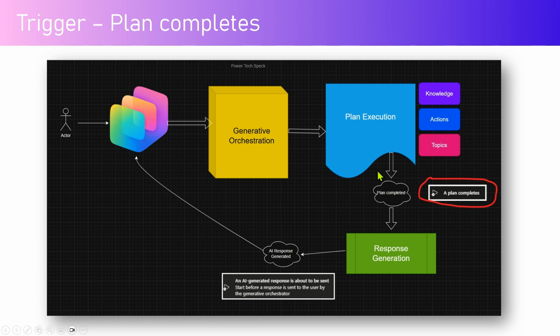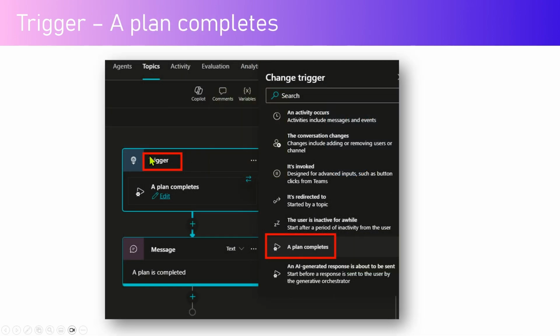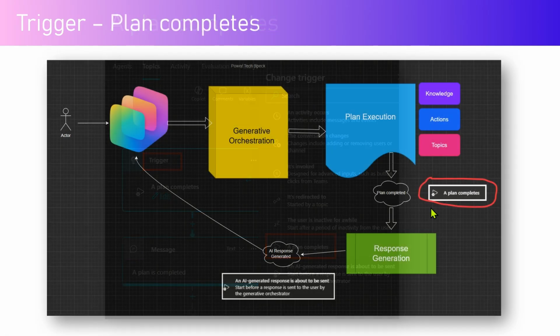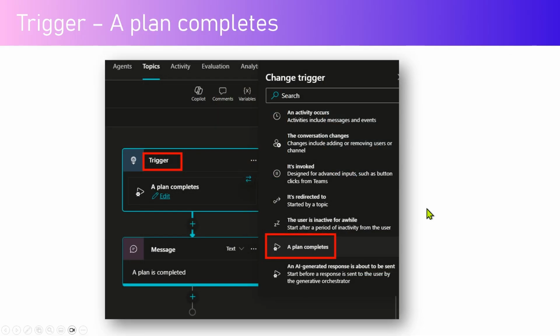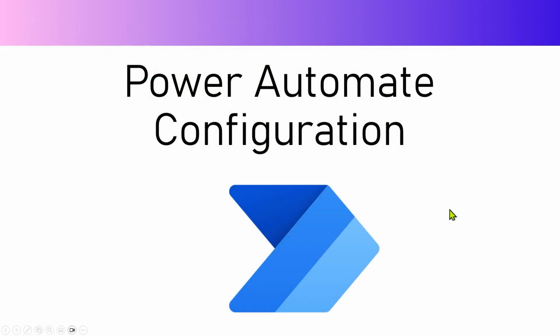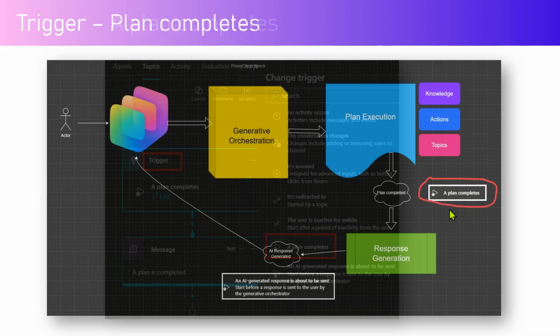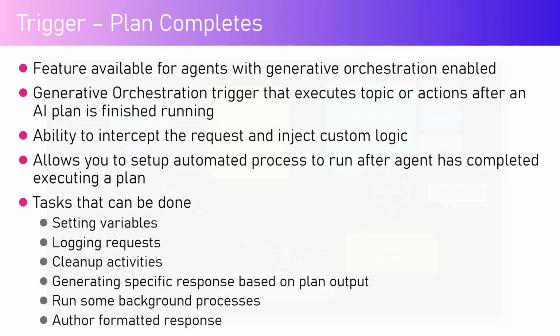From a trigger perspective, if you change the trigger to Plan Complete, you have an option to perform some business logic. Now, what are the things you can do? Let's look into the content.